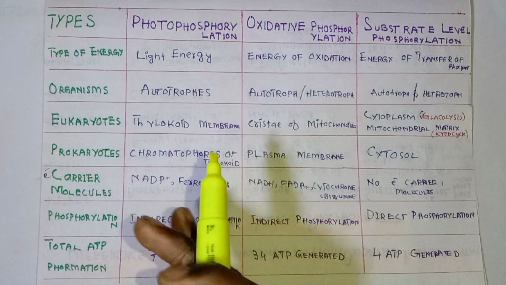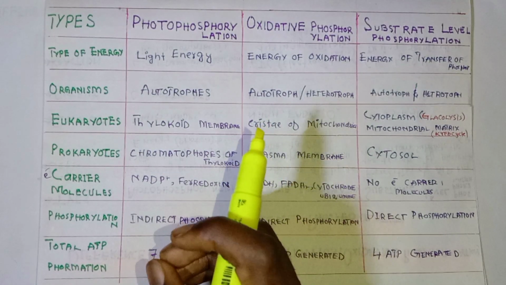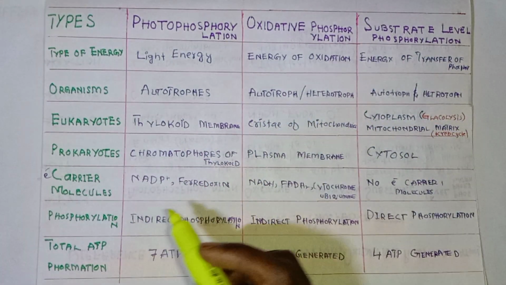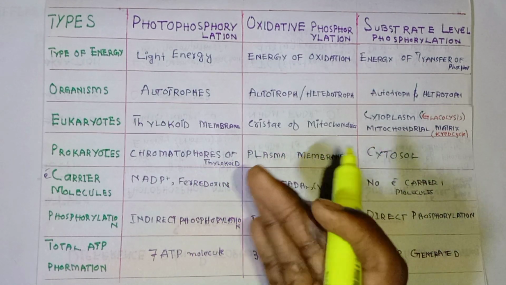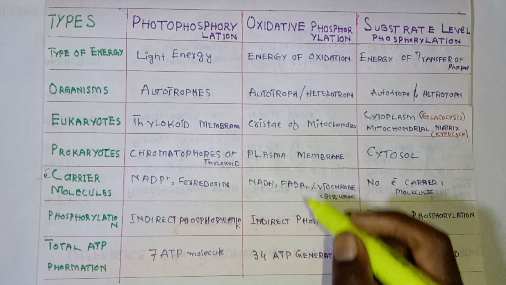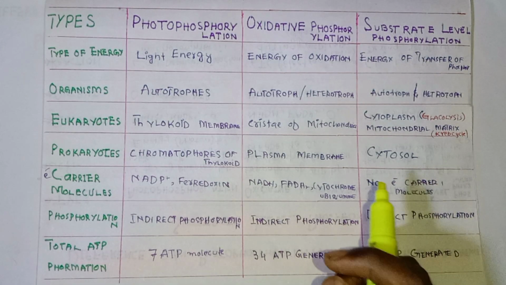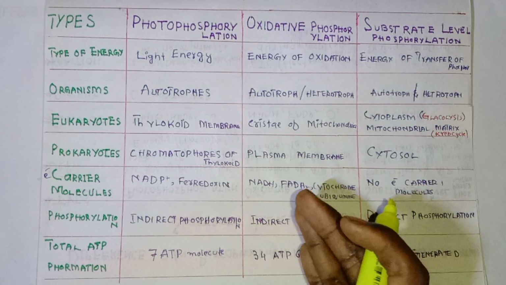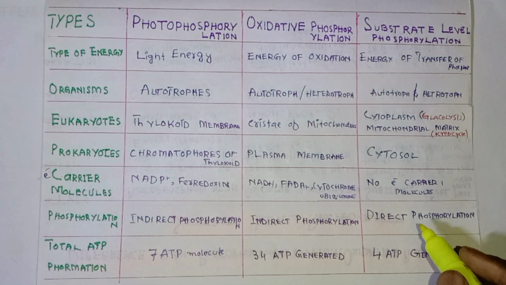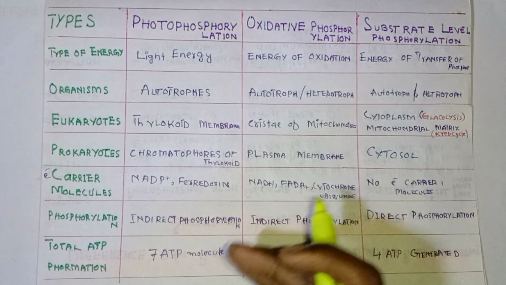If we talk about the formation of ATP, in photophosphorylation it is indirect phosphorylation, because ATP is not formed directly; it is formed by a series of processes. In oxidative phosphorylation, the formation of ATP is also indirect. It means ATP is not formed directly, but by a series of processes. In substrate level phosphorylation, ATP is formed directly, so that is why it is called direct phosphorylation. So these show whether energy is formed directly or indirectly.